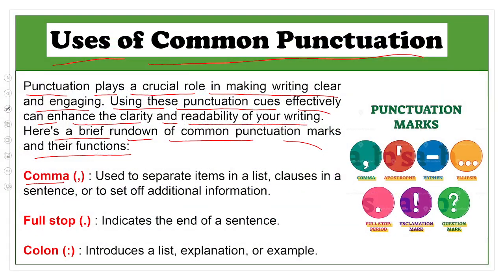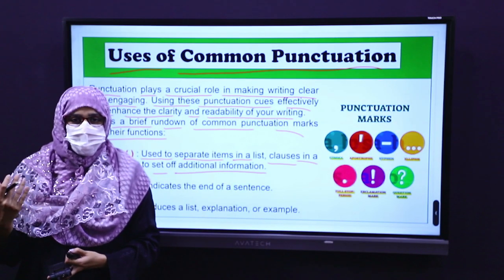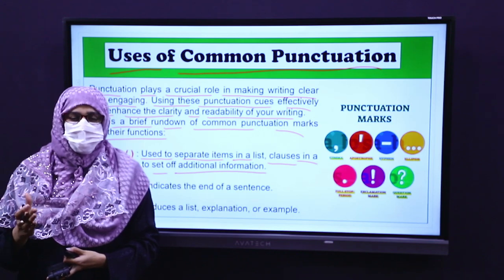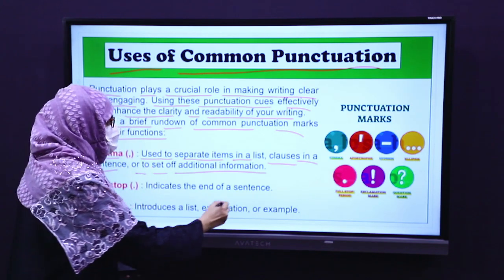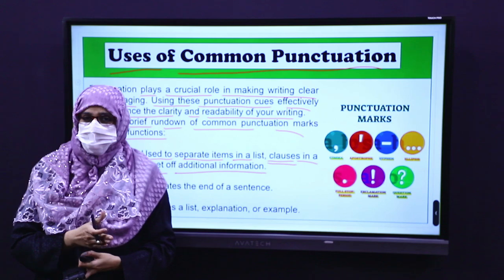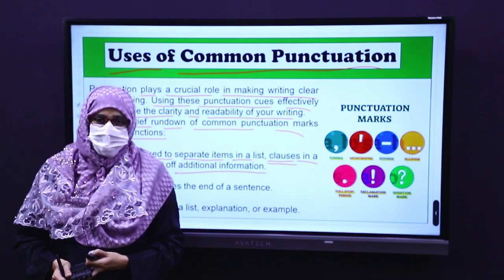सबसे पहले है comma. Used to separate items in a list, clauses in a sentence or to set off additional information. So, why do we use comma? When we are supposed to make a list and in order to separate those items or those articles in the list, we use comma. And of course, in order to separate the clauses, maybe the subordinate clause or the coordinating clause, we use comma.